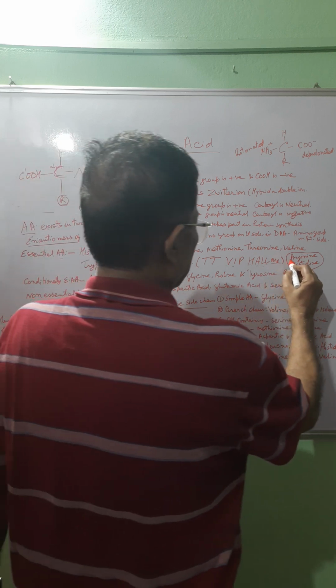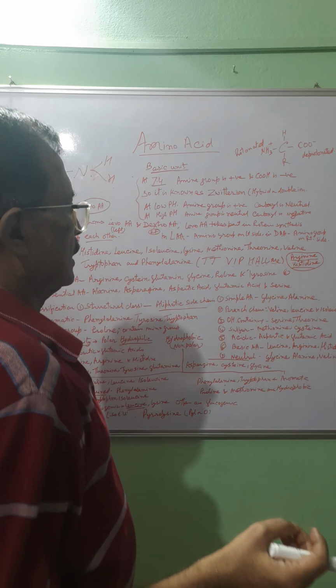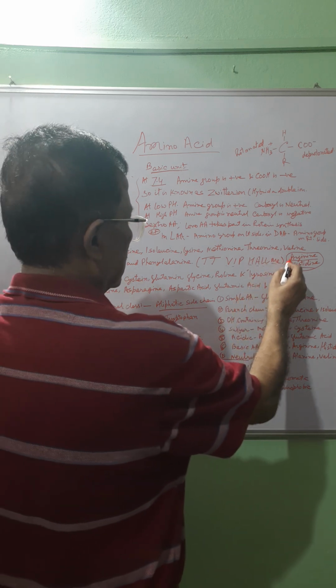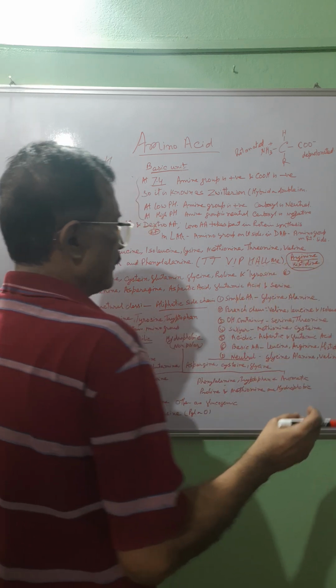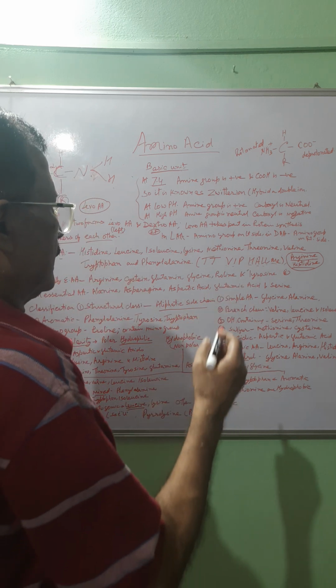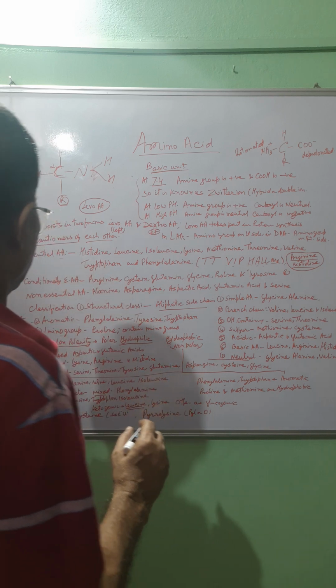Arginine and histidine. Arginine is not counted as an essential amino acid, and histidine is not essential but in deficiency, so they are semi-essential. Arginine and histidine are called semi-essential amino acids.